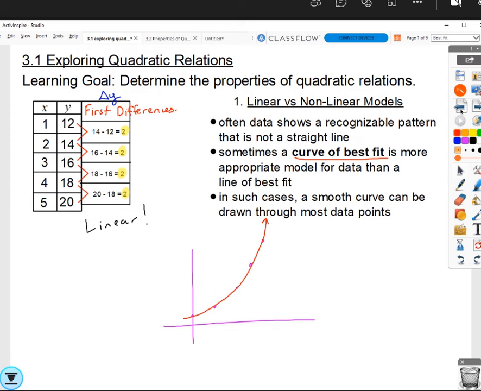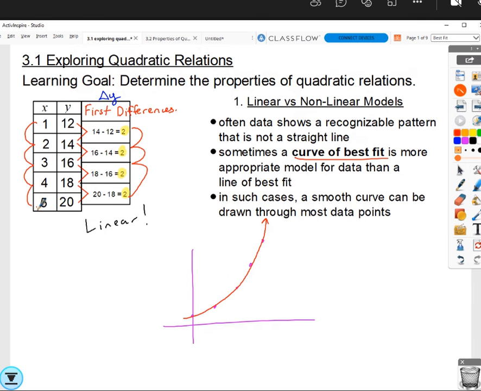So we talked about these new types of relationships. We were really good at linear relationships. Remember back in grade 9? We notice that these first differences are going up by 2 each and every single time. And when it does that in the first differences, we're like, oh yeah, this thing is linear because it's going up by 2 for every 1 increase of x. And we got awesome at that. It was great. Now, sometimes data will show a curve.